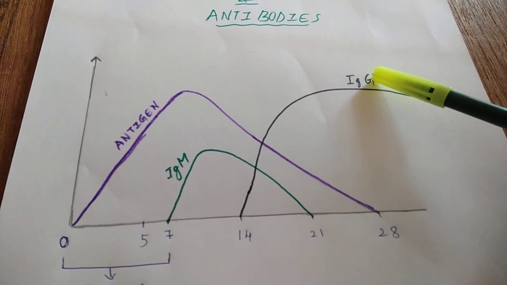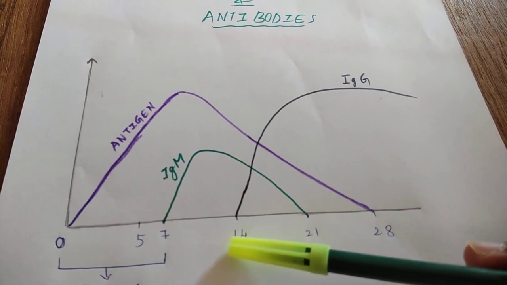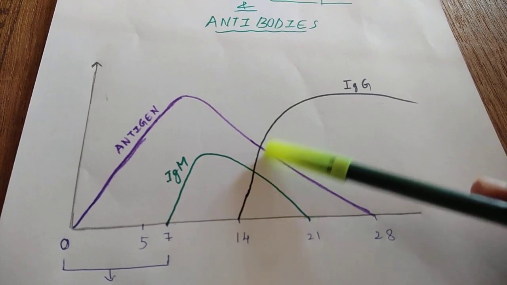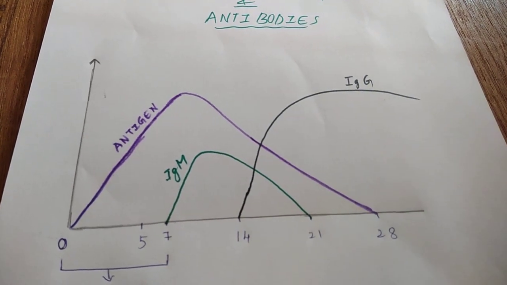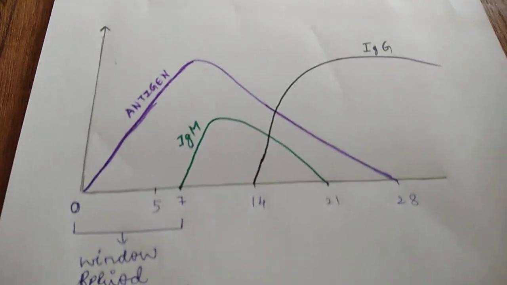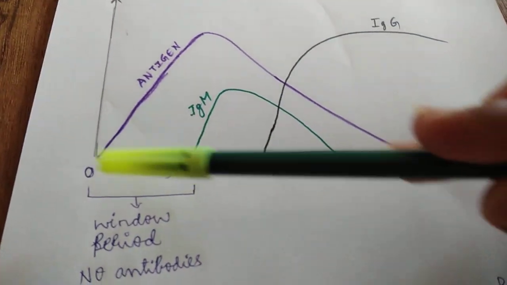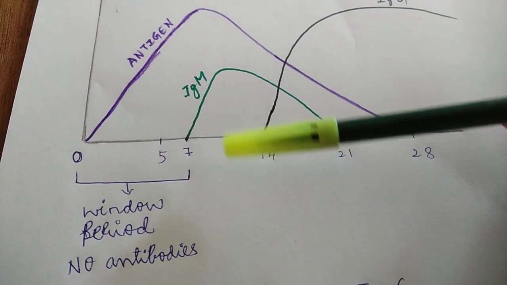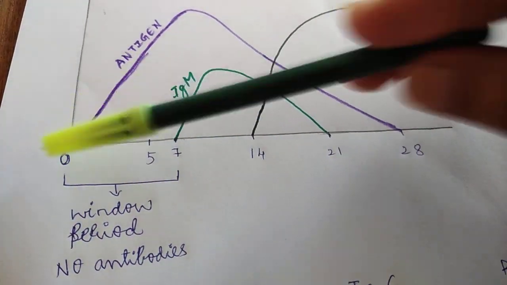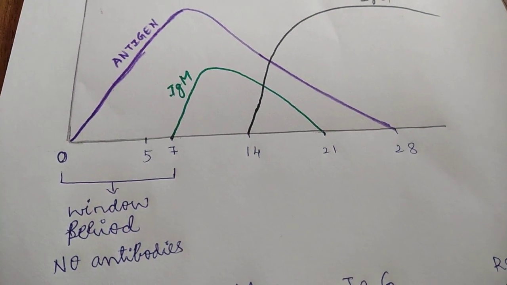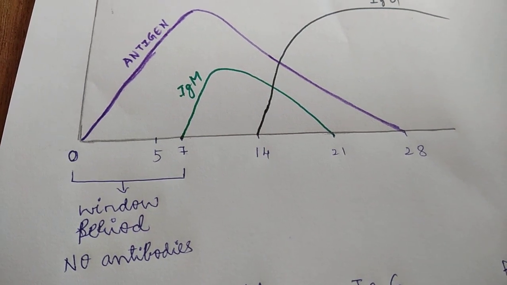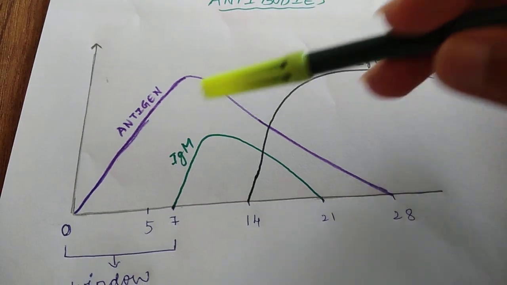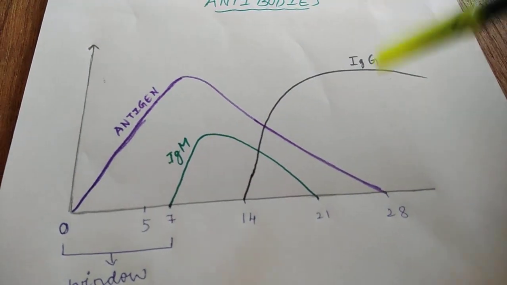On the other hand, IgG appears on the 14th day, that is the second week of the illness, and persists for 3 to 4 months. The initial 0 to 7th day, the first week, is known as the window period, in which there are no antibodies. It is the same as in HIV, where you have a window period. These are the major three: antigen, IgM and IgG.